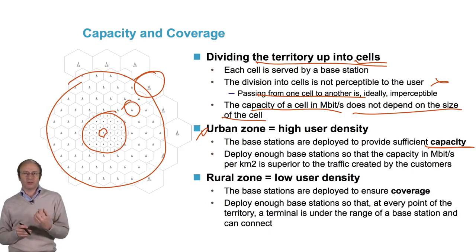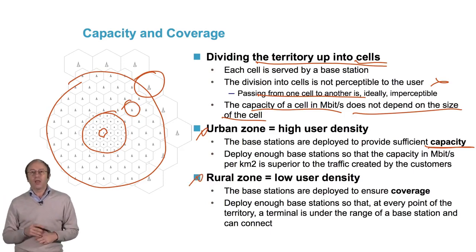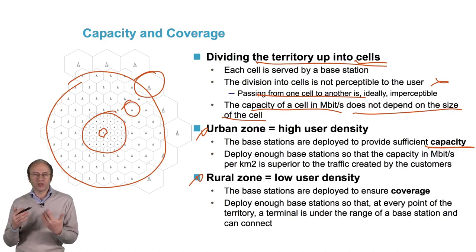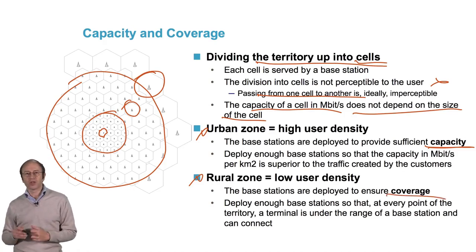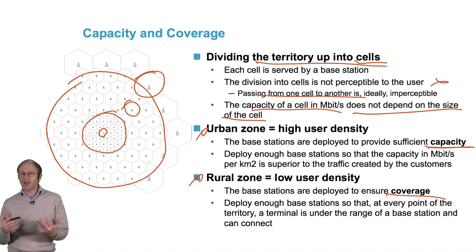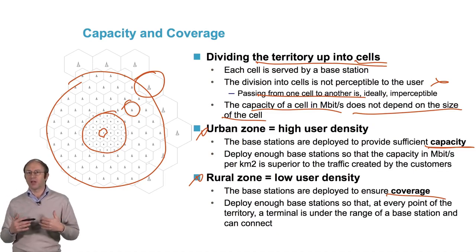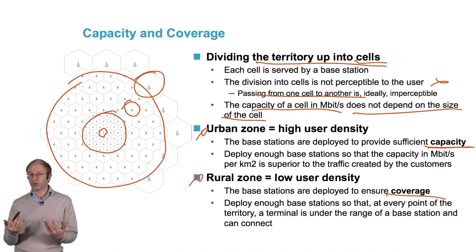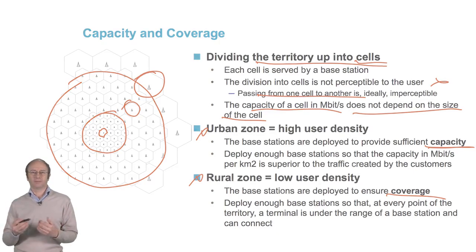In rural areas, there is a low density of users. So the operator will try to just ensure coverage. The operator should deploy enough base stations so that at every point of the territory, a terminal is under the range of a base station and can connect.